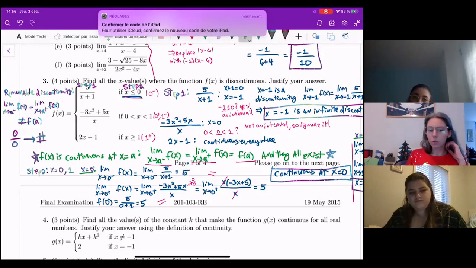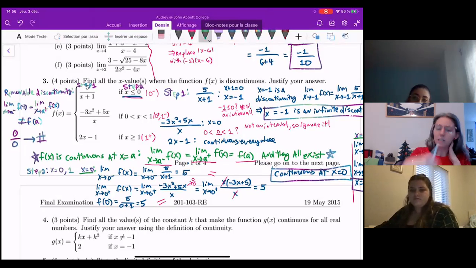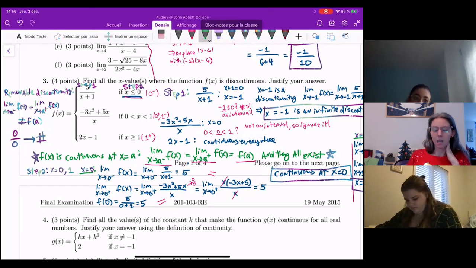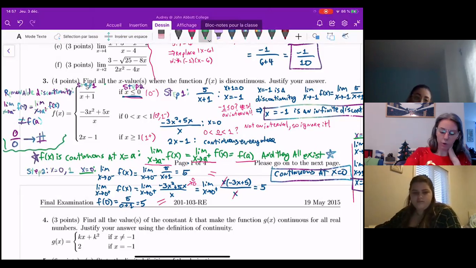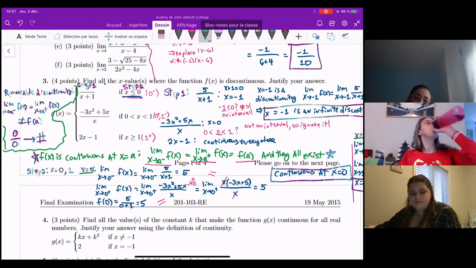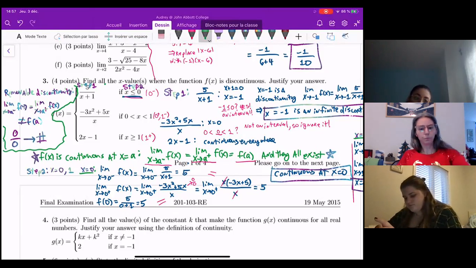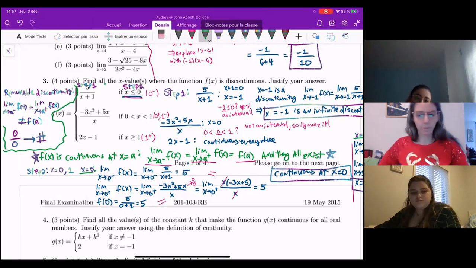So another way to recognize a removable discontinuity is plugging in gives 0 over 0, because that tells me that f of a doesn't exist. And then I get a number which tells me that the left and right side are the same. So remember, 0 over 0 going to a number represents a removable discontinuity. Does that make sense? Do you guys remember that now? Is it kind of coming back to you? Okay. Any questions about this continuity question?